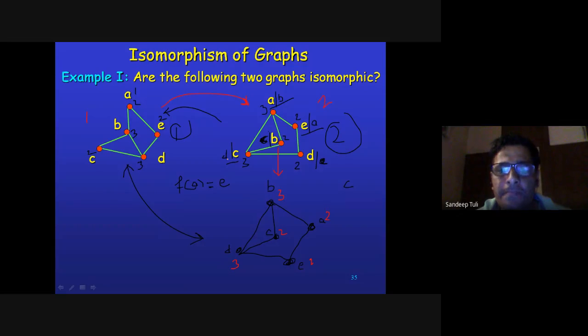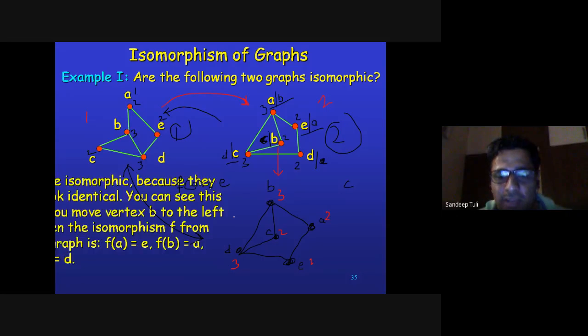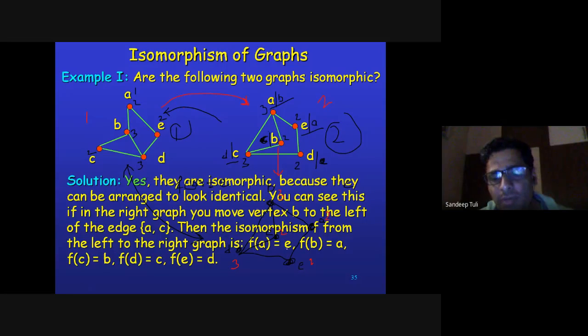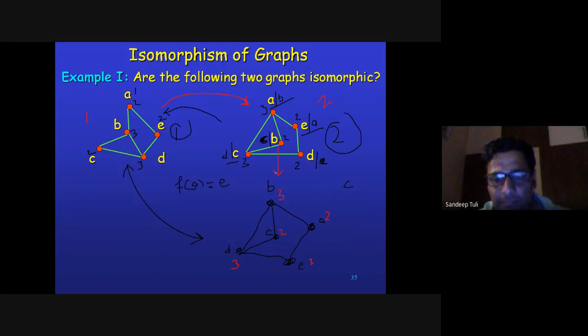Similarly, for the other 3 vertices of degree 2, I will try to identify which ones represent A, E and C. So according to that, we identified this mapping. What am I replacing A with? E. B I am replacing with A, C with B, D with C and E with D. So if I can do this, then and only then I can say that the two graphs are isomorphic.